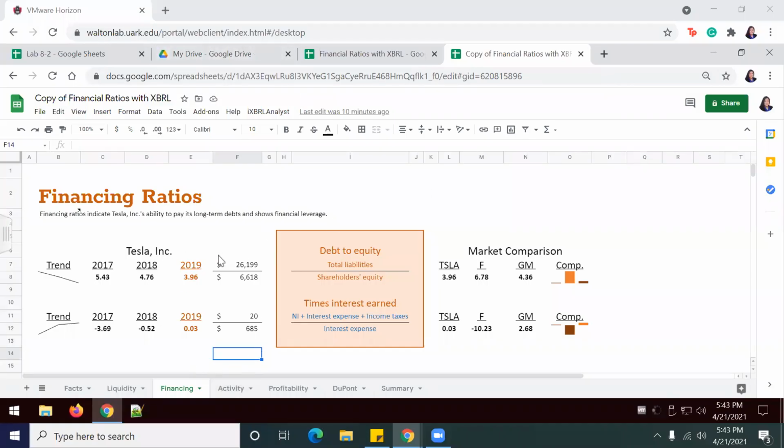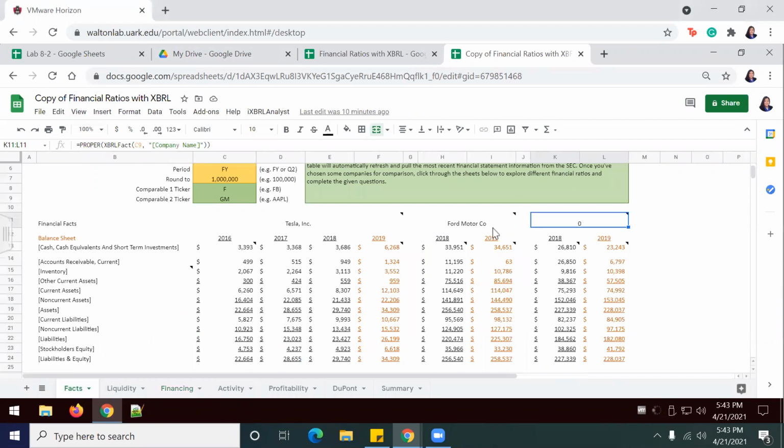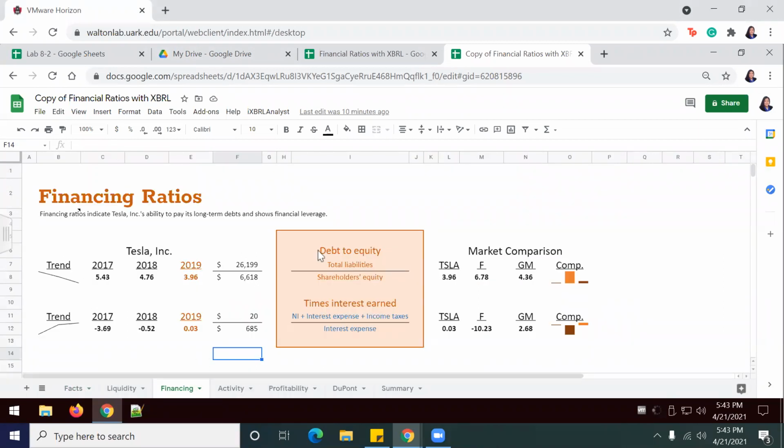Okay, so the first ratio, moving on, once you have the information, I'm going to go into their financing. So the financing ratios indicate Tesla's ability to pay its long-term debts and show financial leverage. So in this case, we see that Tesla's debt-to-equity ratio is decreasing. This shows that their liabilities are 26,199, but since it's in thousands, most likely in millions. And their equity is 6,000.